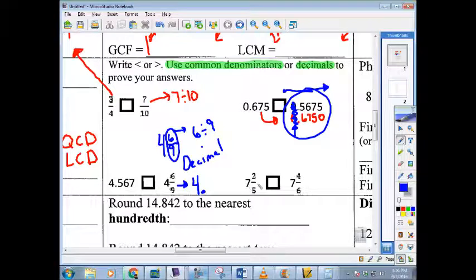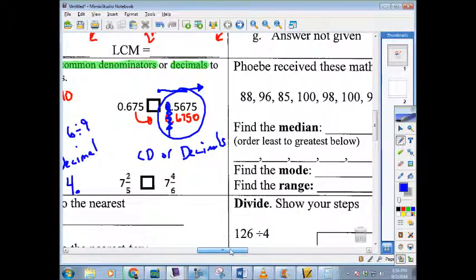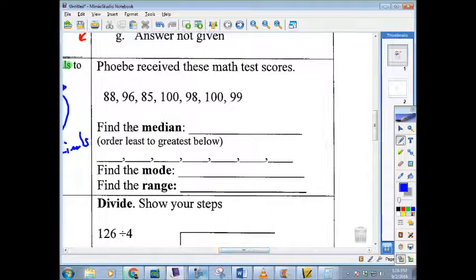Okay, same goes for this one. You could use common denominators, or you could use decimals. I don't care which. But you have to show it. If you don't show it, it's wrong. Doesn't matter whether you get less than, greater than, correct. Next one. Okay, median.